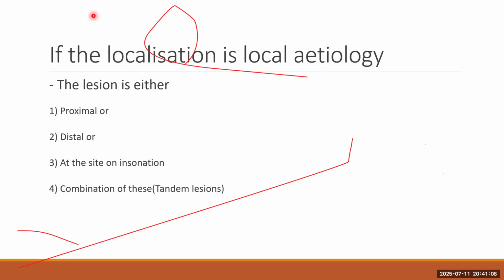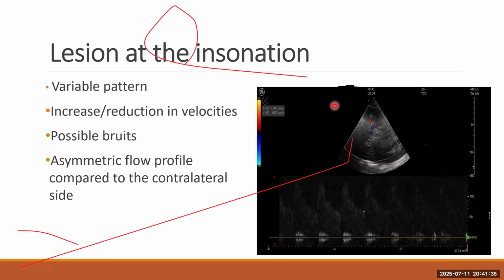Coming to localization, if we conclude it is local, the lesion is either proximal to insonation, distal to insonation, or we are insonating at the site of the lesion, or it could be a combination, which is called tandem lesions, where stenotic lesions can be present both proximal and distal to the site of insonation. If the lesion is at the site of insonation, here I am insonating at 5 centimeters.